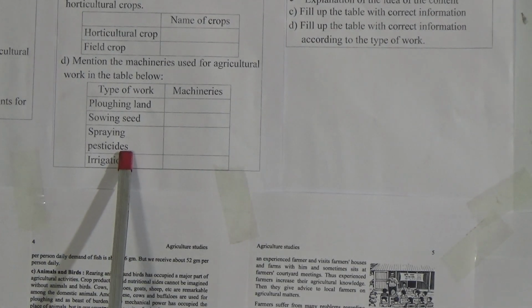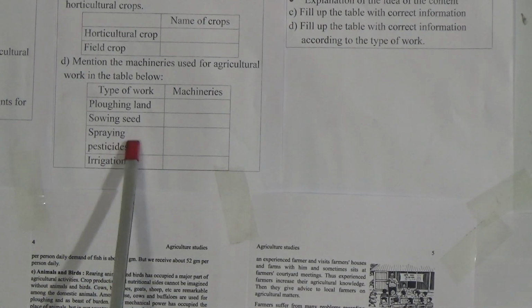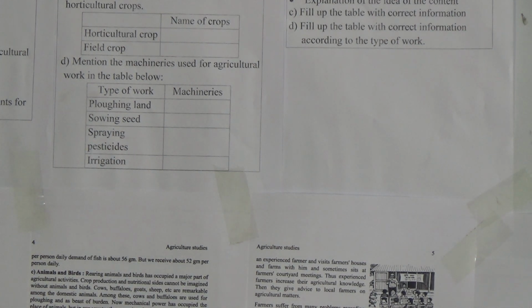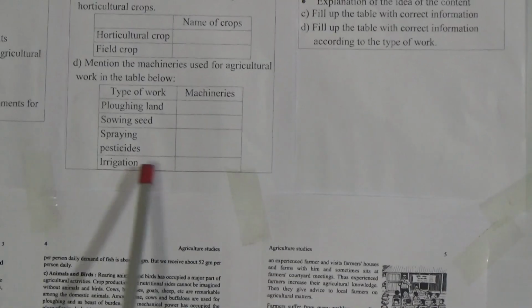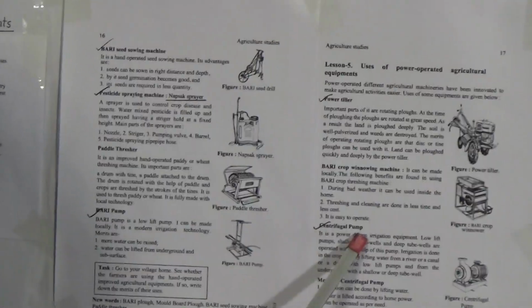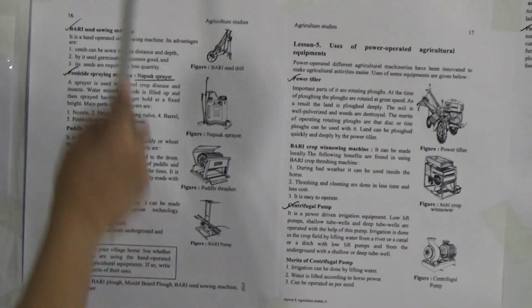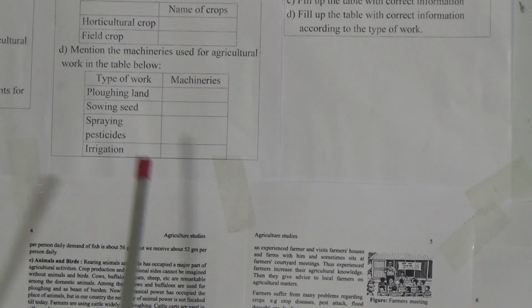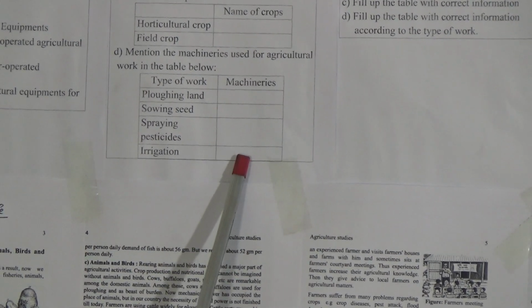And for spraying pesticides, just look at pesticide spraying machine. This is knapsack sprayer. And the last one is irrigation. For irrigation, we have to use several pumps like barry pump or the centrifugal pump. That means here, students, you have to mention only their names. No need to discuss about them, only their names should be written here.